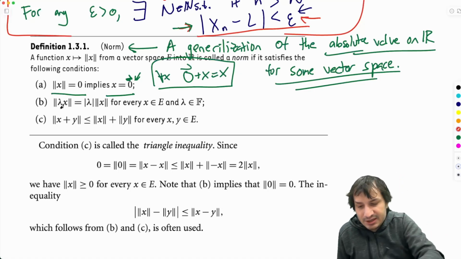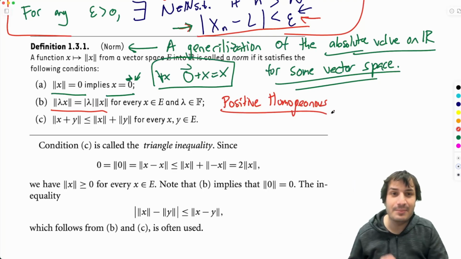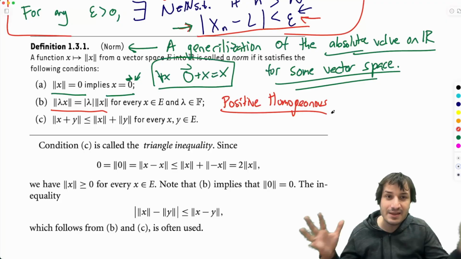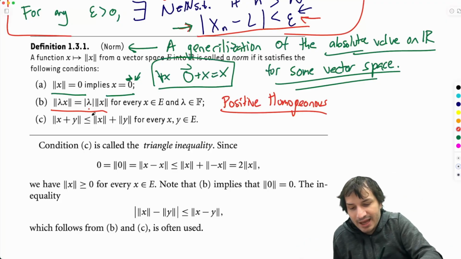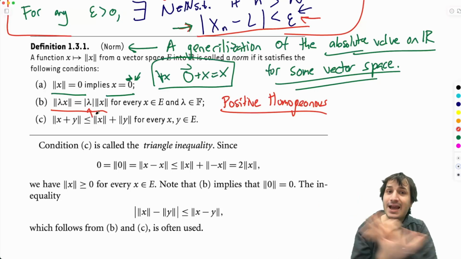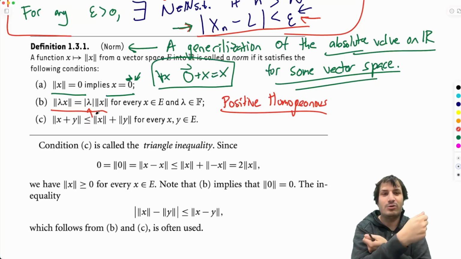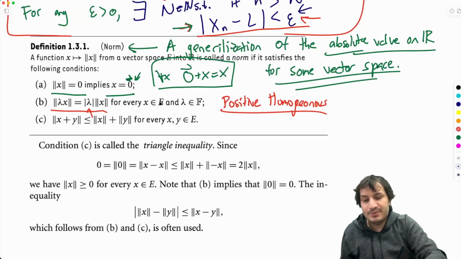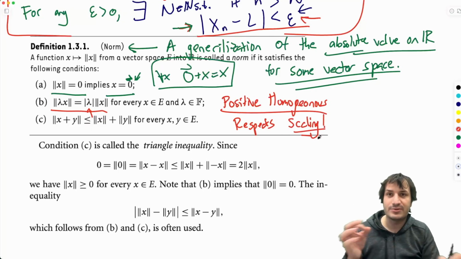The next thing says it has to be what I call positive homogeneous. Homogeneous just means it respects scaling. So if you multiply all the vectors by 2, all the distances should also get multiplied by 2. And it's positive here because if you multiply everything by -2, all the distances will also get scaled by 2, right? The negative sign will just change the orientation, but won't change the distances. So it respects scaling. That is a property that we want our norms to have.